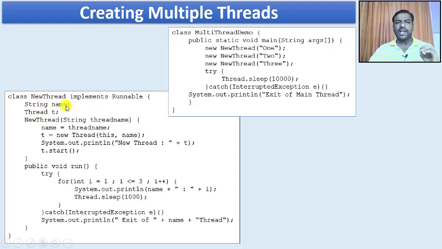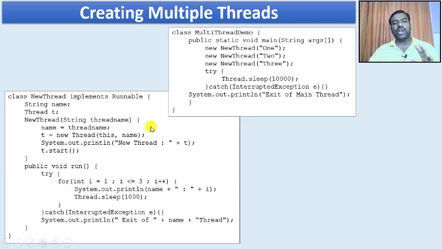Now just look at this. I am going to have class NewThread implements Runnable, and I'm going to have a data member called name of the type String, and this is going to help me store the name of the thread. And I'm going to have a Thread t, and this is going to store the reference of the current thread.